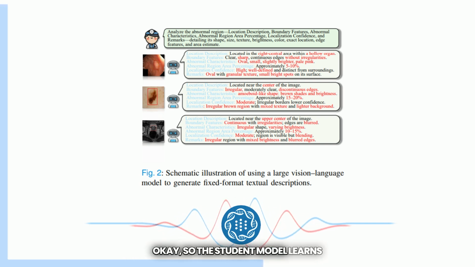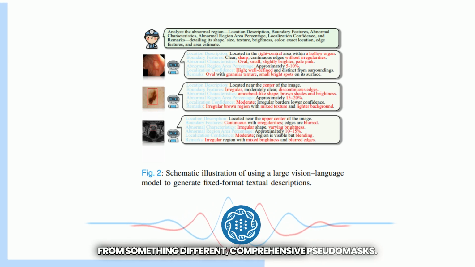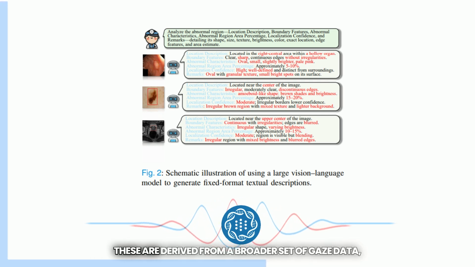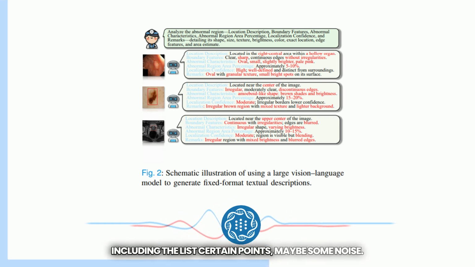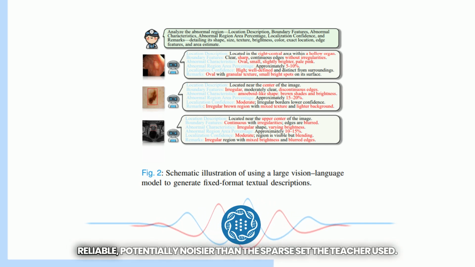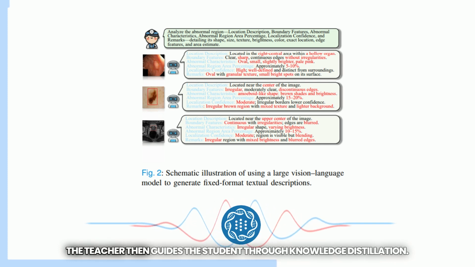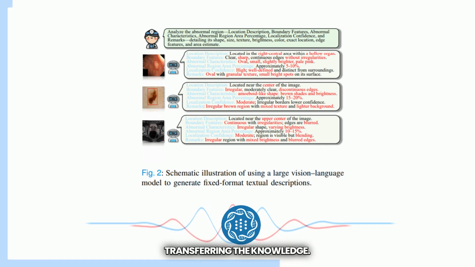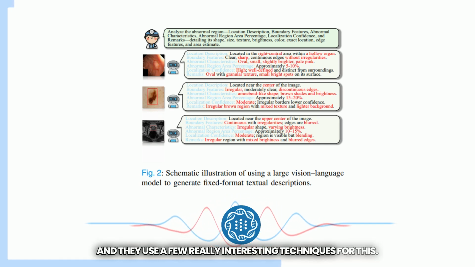Okay, so the student model learns from something different: comprehensive pseudomasks. These are derived from a broader set of gaze data, including the less certain points, maybe some noise. Exactly. It covers more of the potential lesion area, but it's inherently less reliable, potentially noisier than the sparse set the teacher used. The teacher then guides the student through knowledge distillation. Right, transferring the knowledge. And they use a few really interesting techniques for this.